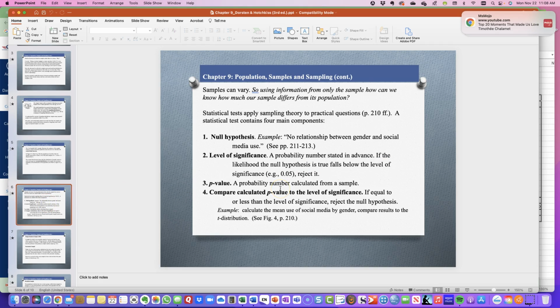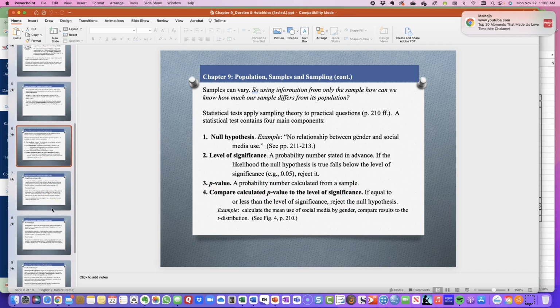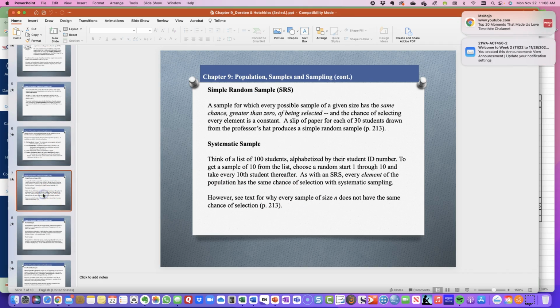Then we talked about the 4 main components of a statistical test, right? So we talked about the null hypothesis and then stating an alternative hypothesis. The level of significance, 0.05, 0.10, or 0.01 are the most common. Then we talked about a p-value, and we're comparing that p-value to the level of significance. And so then we discussed all of those 4 components.